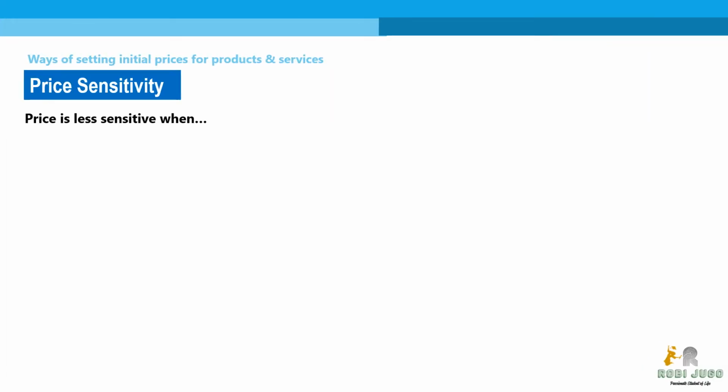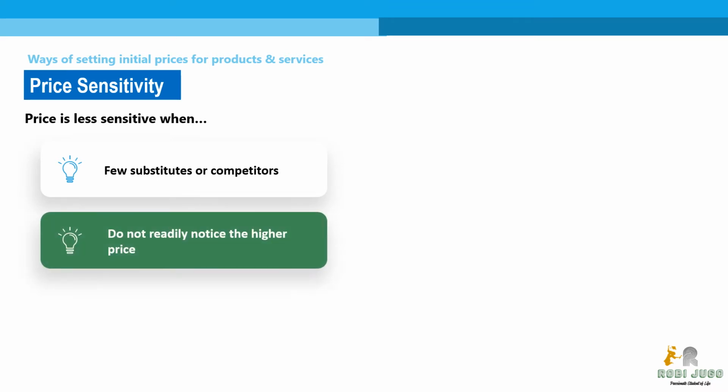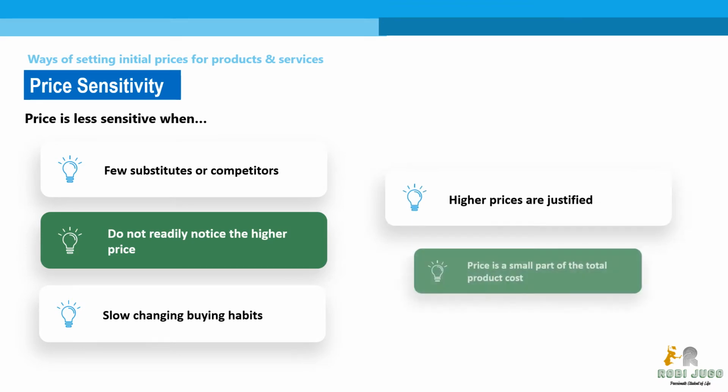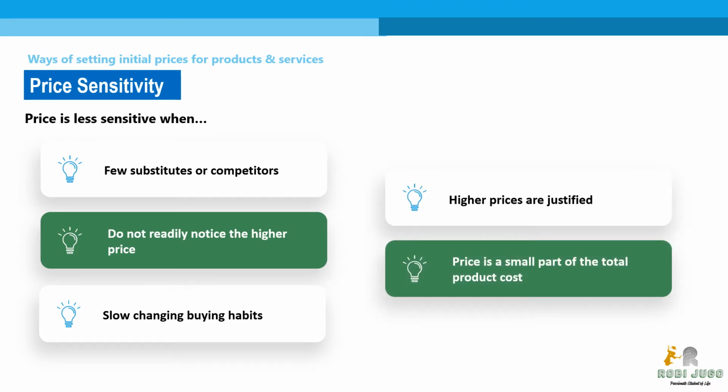In connection to the law of demand, we have price sensitivity. A price is considered to be less sensitive when there are few substitutes or competitors. That is when the consumers do not readily notice the higher price. Consumers are slow to changing their buying habits. Consumers think the higher prices are justified, and price is only a small part of the total cost of obtaining, operating, and servicing the product.